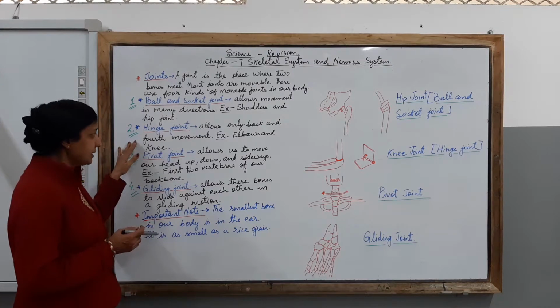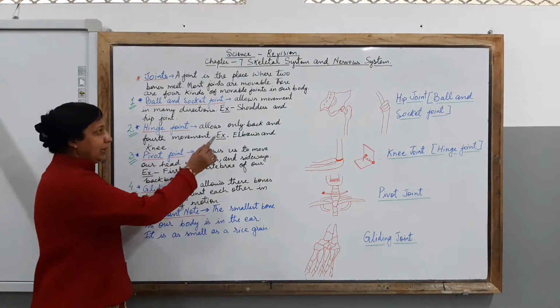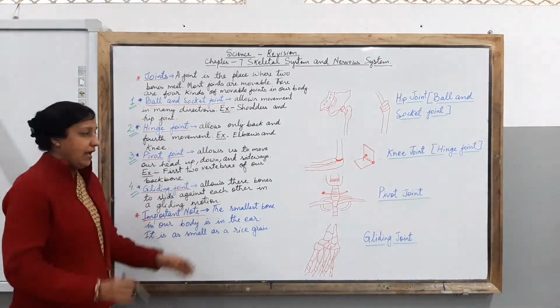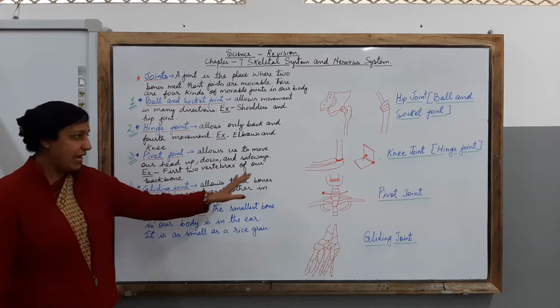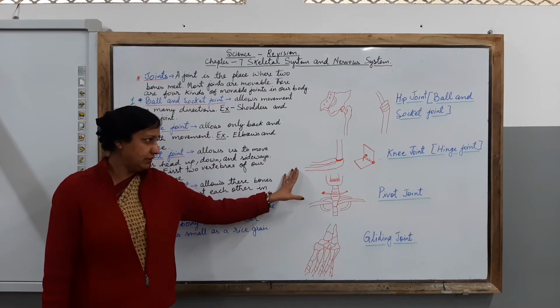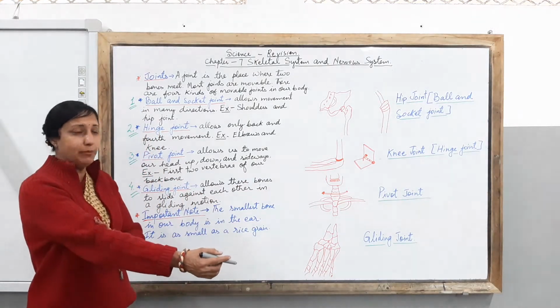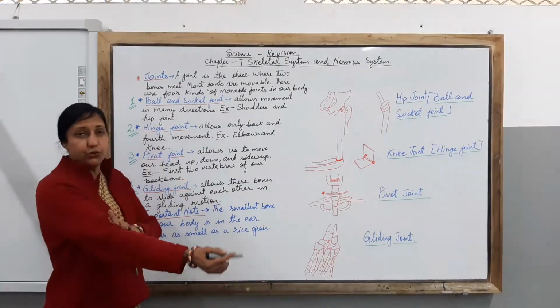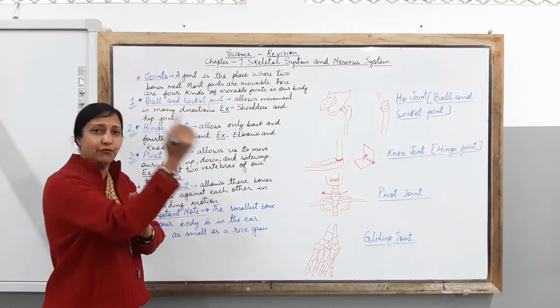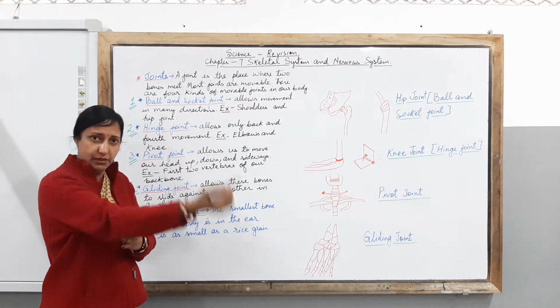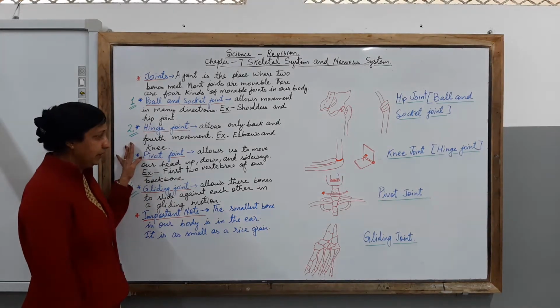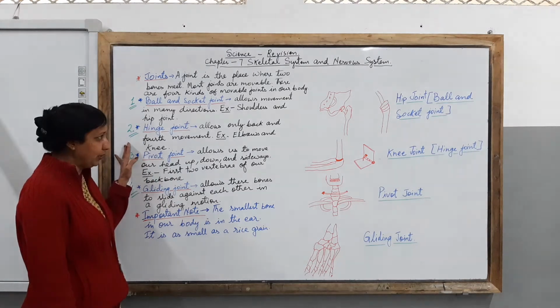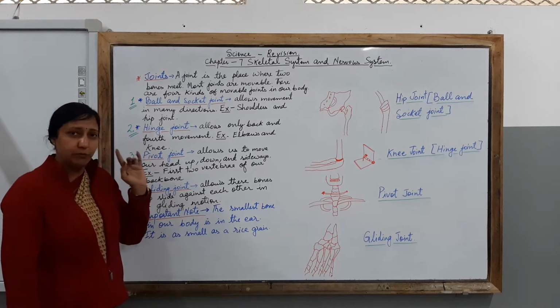Children, this kind of joint allows only back and forth movement, and it is placed on your elbows and the knee. As you can see here, I have drawn the diagram, and with the help of this kind of hinge joint, you are able to do only back and forth movement. Clear?